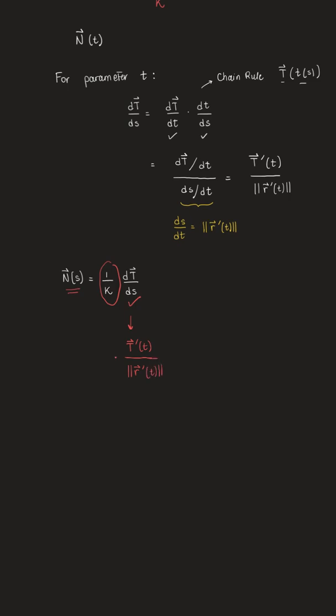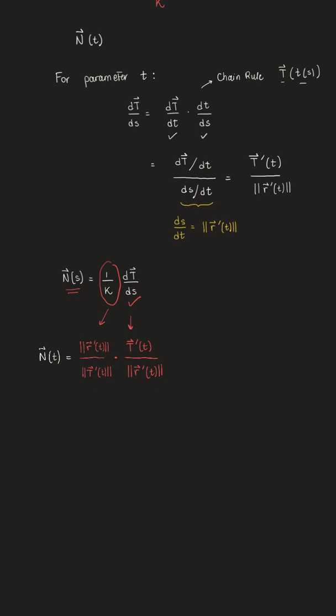And I'm going to multiply by the reciprocal of the curvature. The reciprocal of the curvature is going to be the magnitude of r prime of t divided by the magnitude of T prime of t, right? This is the reciprocal of curvature, that's 1 over kappa. And this is what we're going to call our unit normal vector with respect to t. But we can simplify this.